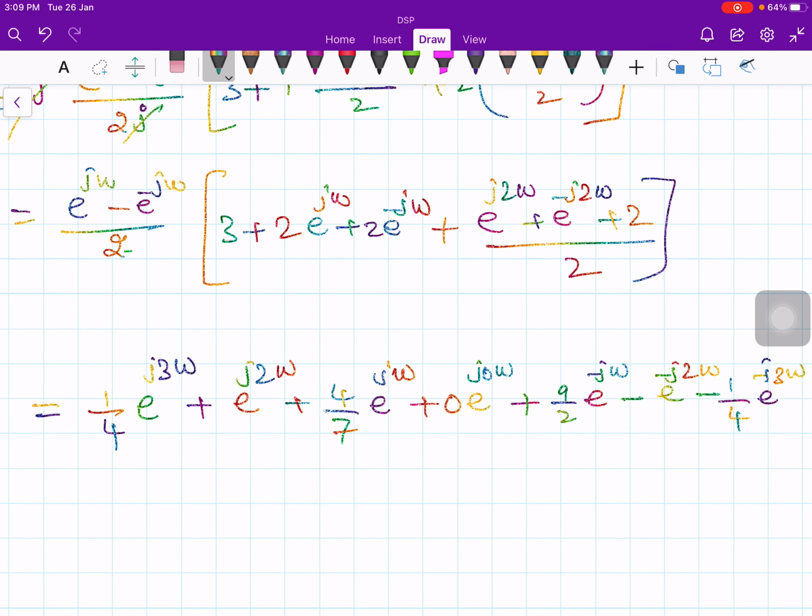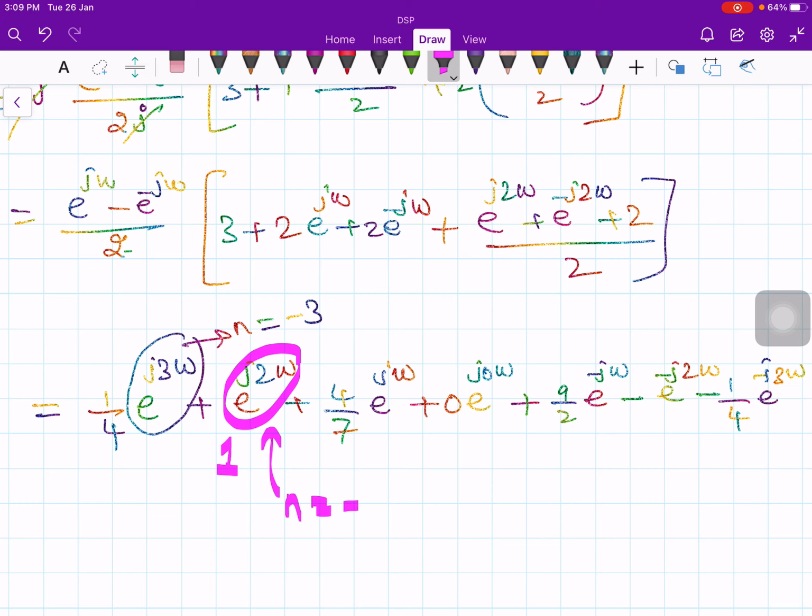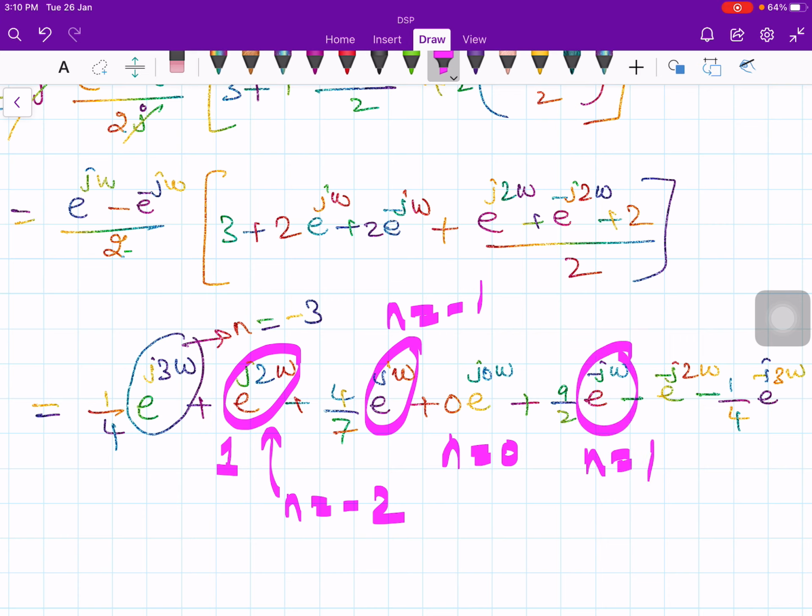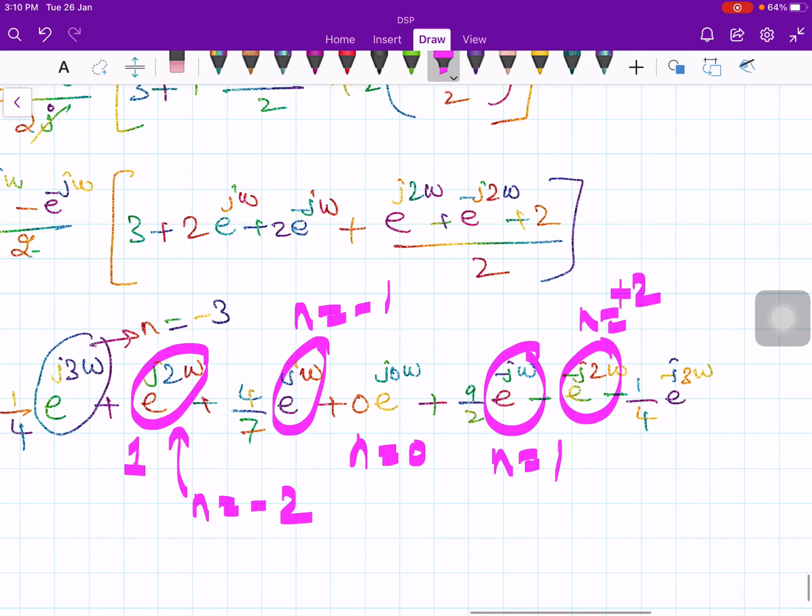Now look at the coefficient of this guy. What is the coefficient? 1 by 4, and this corresponds to n is equal to minus 3. And then what is the coefficient of this? 1. What is the corresponding n value? n is equal to minus 2, and here n is equal to minus 1, and here n is equal to 0, and here n is equal to plus 1, and here n is equal to plus 2, and this n is equal to plus 3. So the coefficients you can write down.